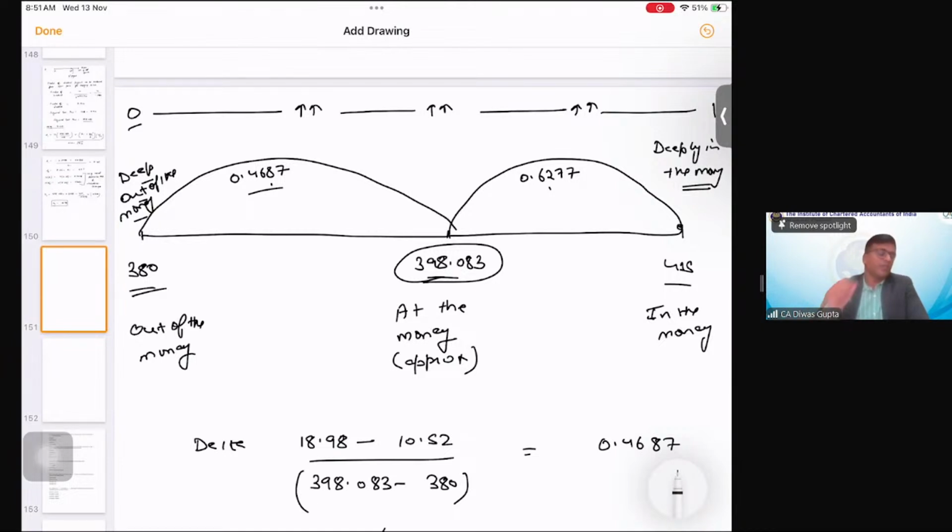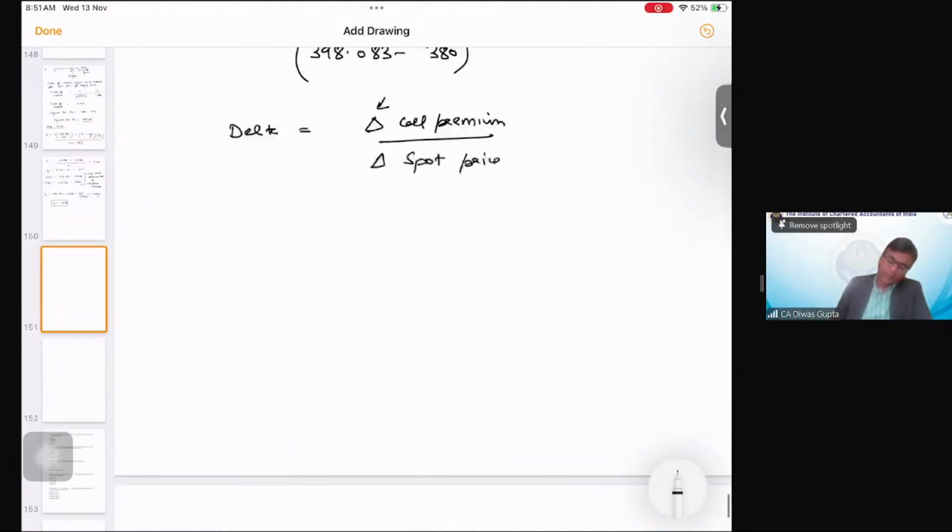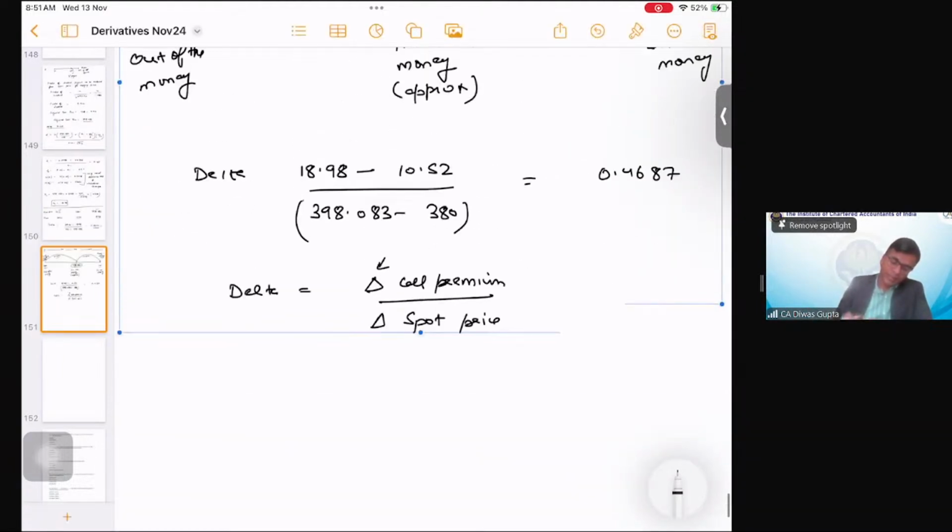We have taken the facts of this question and tried to see the correlation. Okay. So deeply out of the money, delta is 0. Then it keeps on increasing as the option moves from deeply out of the money to out of the money, then to at the money, and then finally to in the money. The delta keeps on increasing and it will reach 1 once the option is deeply in the money, and it will stay at 1. Okay. Clear, students?